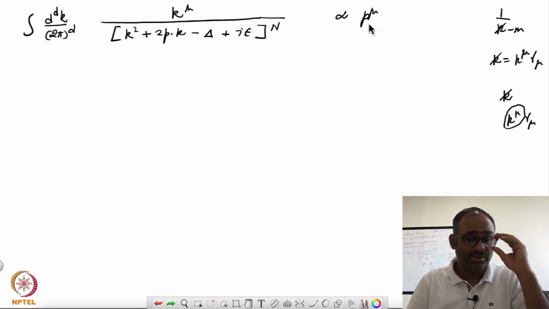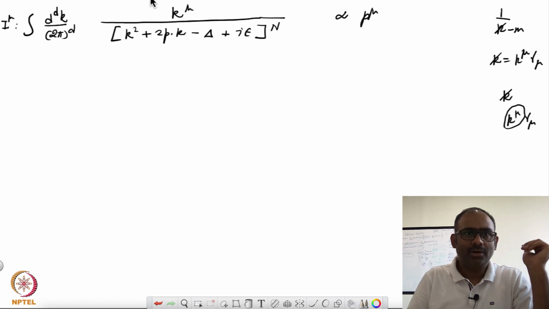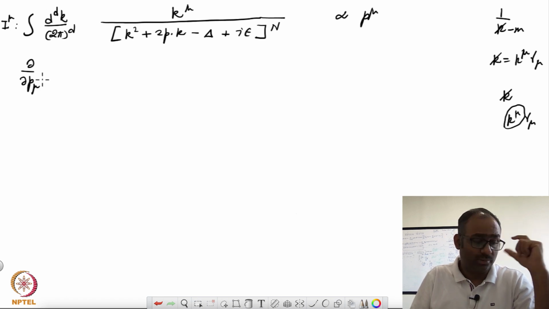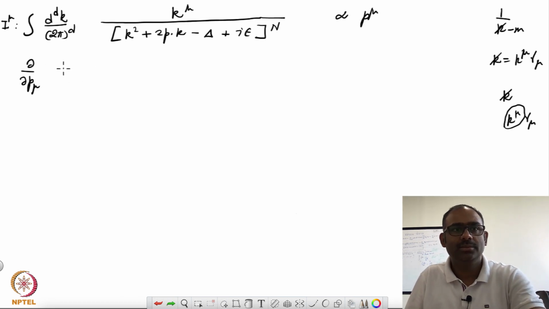So, the trick is, let us call it I, let me put an index mu. Let me take a derivative of this integral with respect to p mu. So, I evaluate del over del p mu, where mu is the lower index now, of this integral, but without k mu. So, let us evaluate.